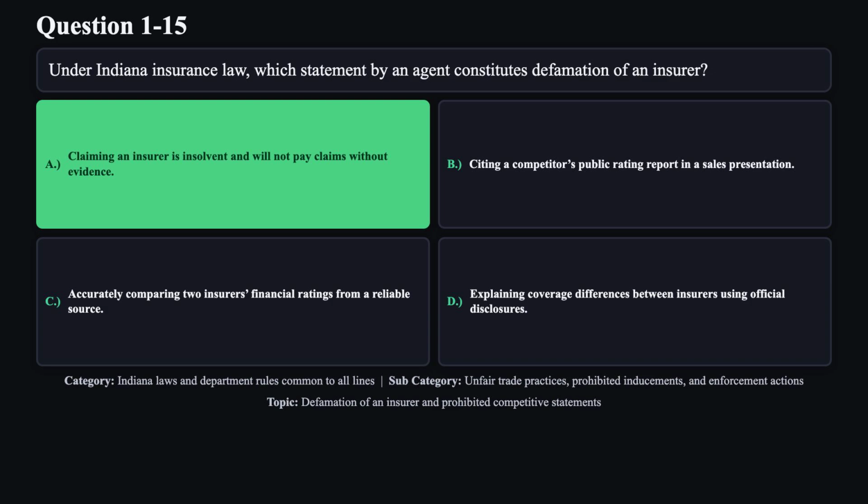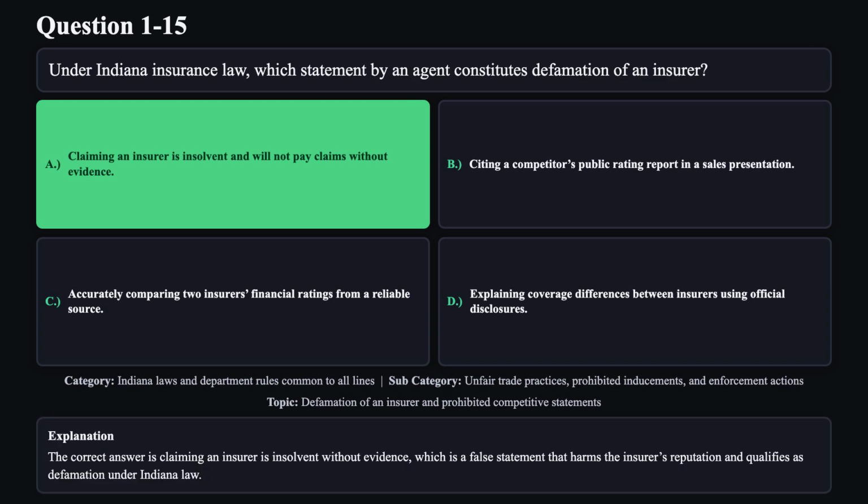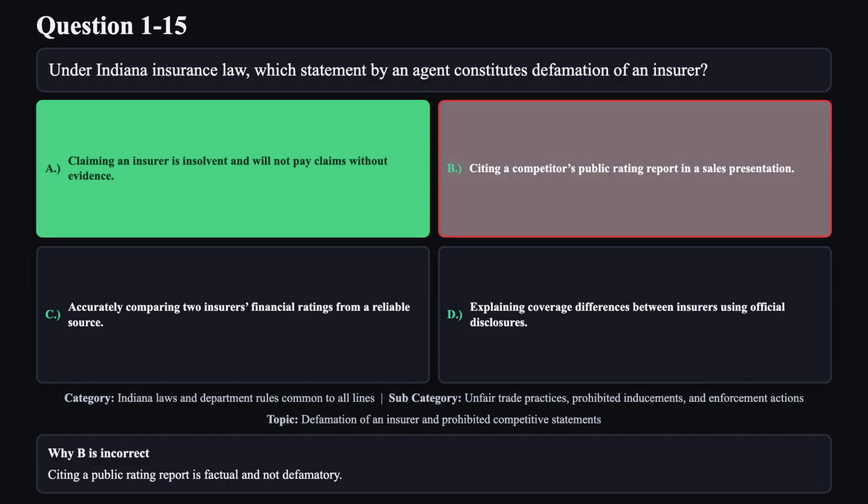The correct answer is A. The correct answer is claiming an insurer is insolvent without evidence, which is a false statement that harms the insurer's reputation and qualifies as defamation under Indiana law. Reason B is not correct. Citing a public rating report is factual and not defamatory.